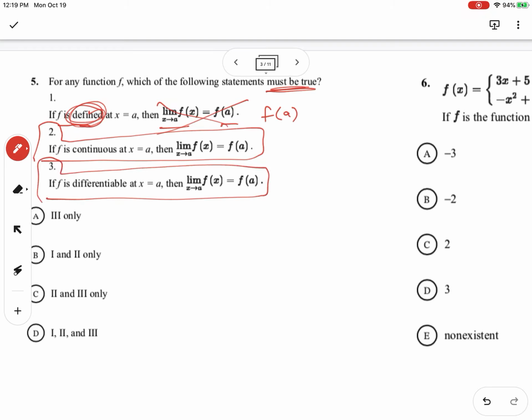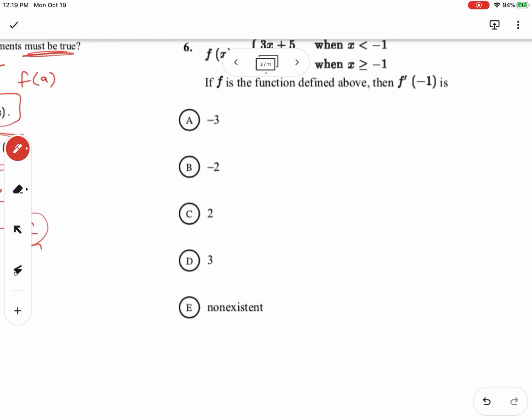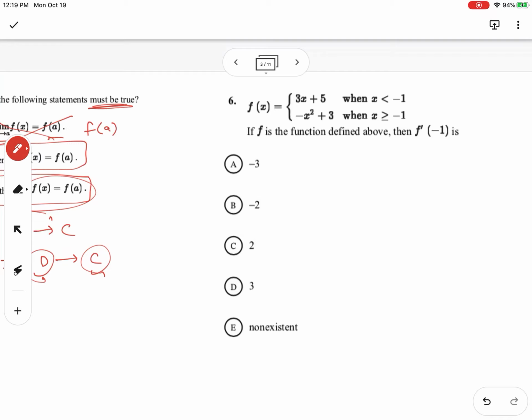And then if it's differentiable, then this has to be true as well, because differentiability implies continuity. So if it's differentiable, it's continuous. So it just has to fall within that logical order. If it's differentiable, it's continuous. If it's continuous, then this has to be true. So 2 and 3 would be your answer for that one, okay?